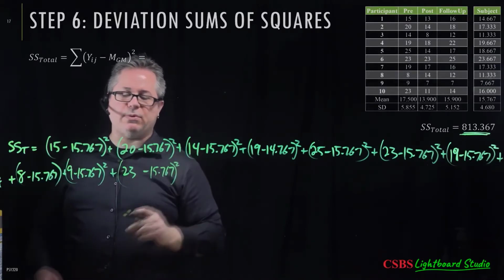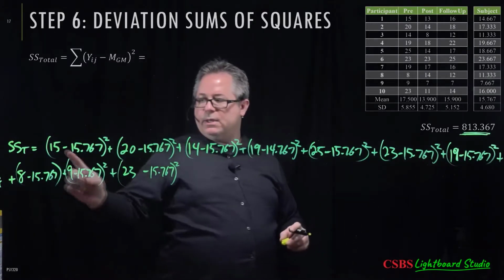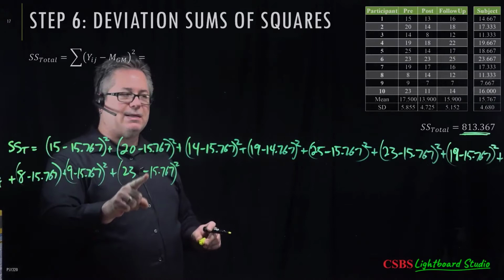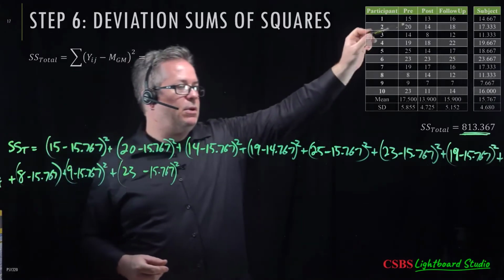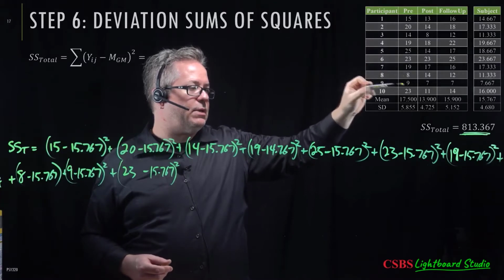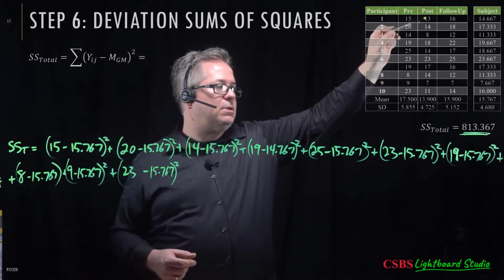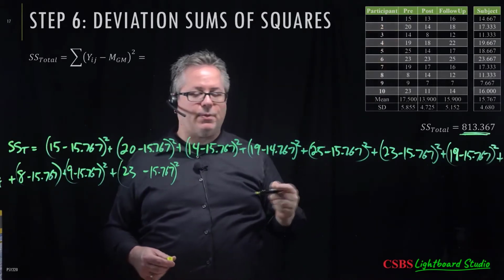15.767 represents all the pre's. I got 1, 2, 3, 4, 5, 6, 7, 8, 9, 10 is the first, 1, 2, 3, 4, 5, 6, 7, 8, 9, 10. So now I need to go to the next, to the pre. I'm sorry, of the post.